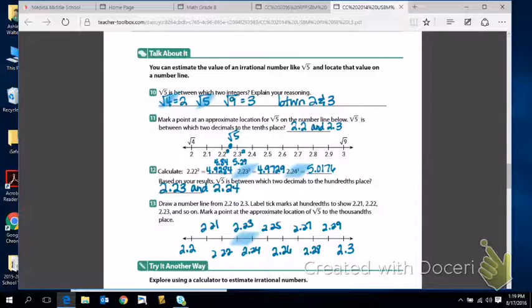We could try 2.237 squared, which brings us to 5.004169. That meant that we should be at about 2.236 for the square root of 5, because once we got to 2.237, we had now gone over 5.